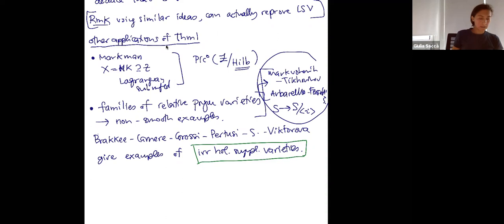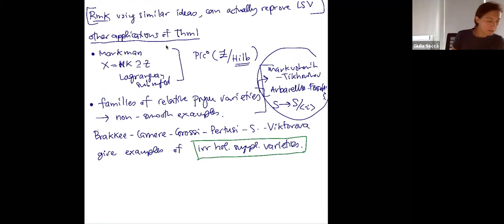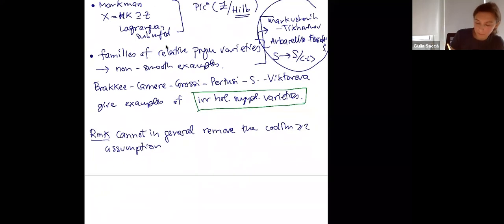Okay, so I'm going to give another application of this theorem, which will be Theorem 2 of this talk. But before I do so, let me make an important remark, that you cannot, in general, remove the codimension 2 assumption. And the counterexample is the following.